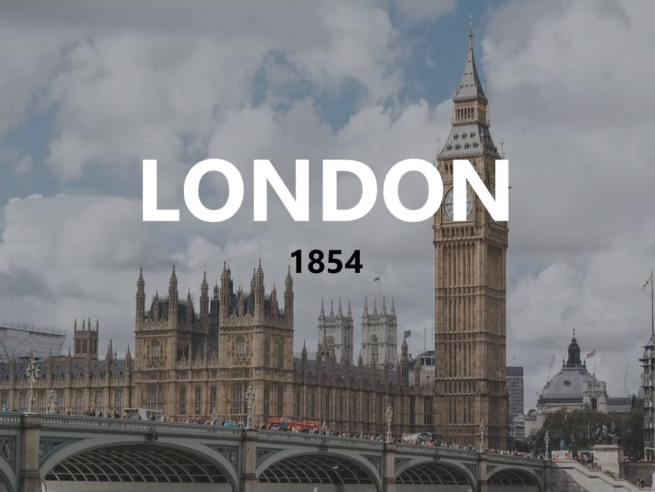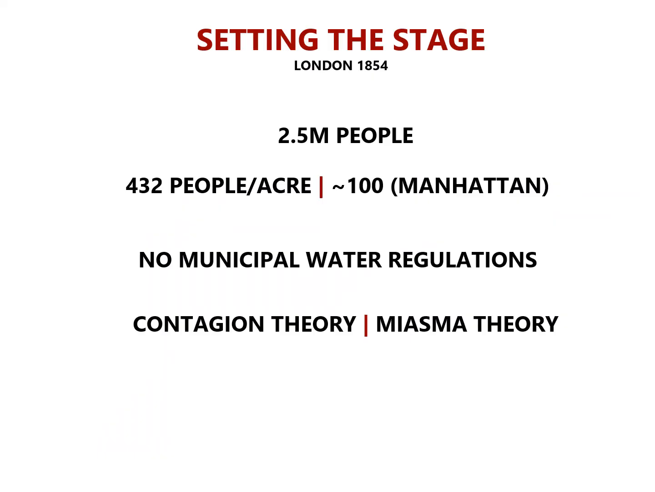So for the first one, I want to talk about London, going back to 1854, and if you've ever taken a geography course, then you've probably heard this story before. It's about the cholera outbreak, but I want to talk about it from an urban ecology perspective and how they were able to pull different types of information to solve this issue.